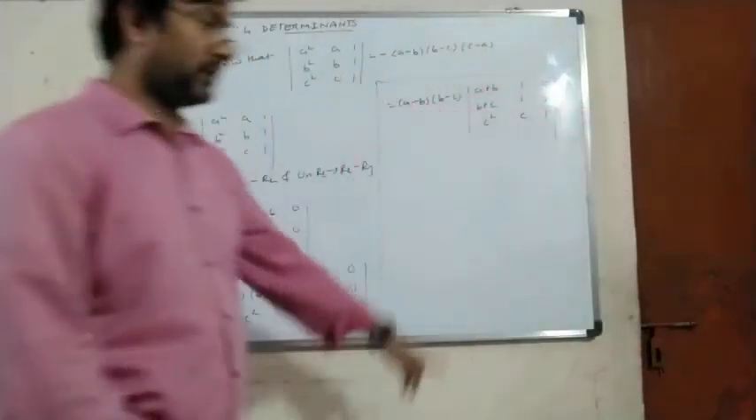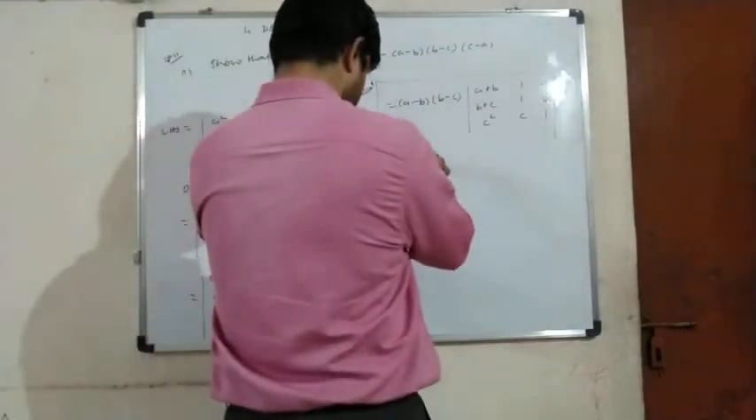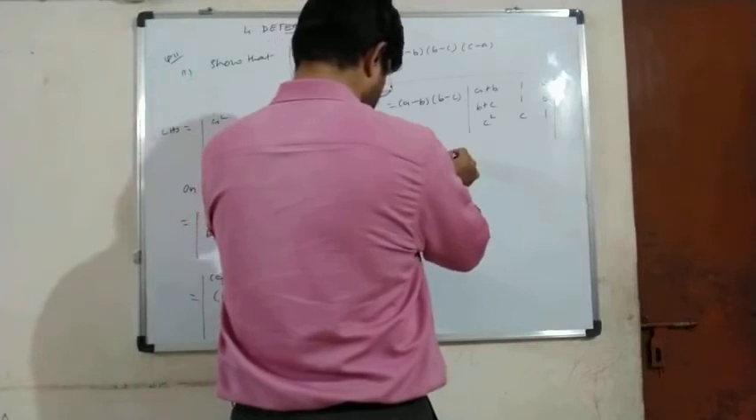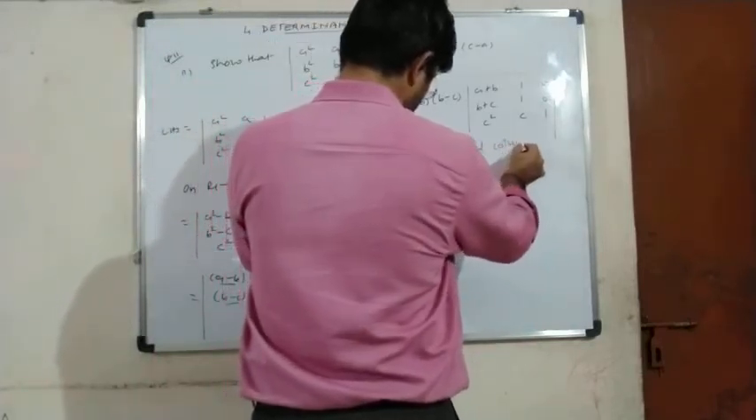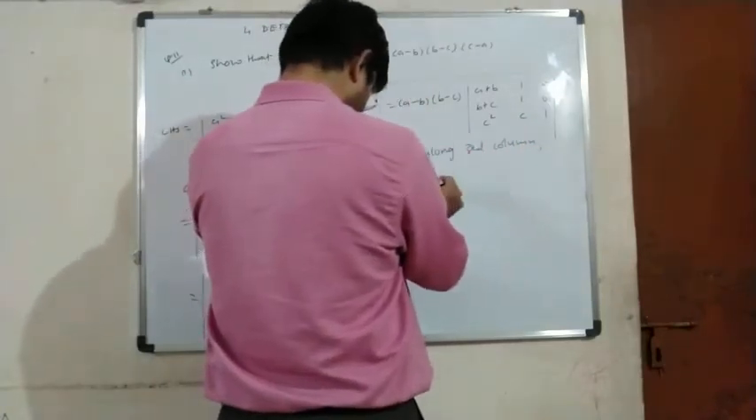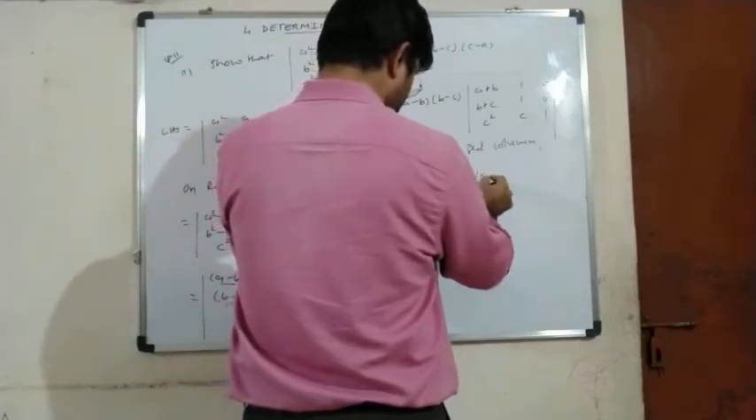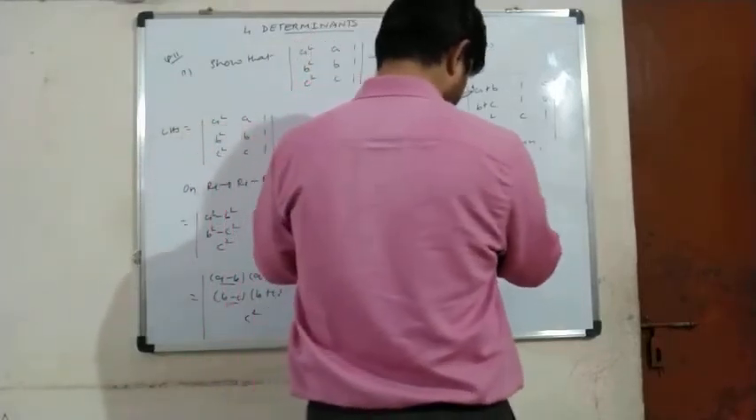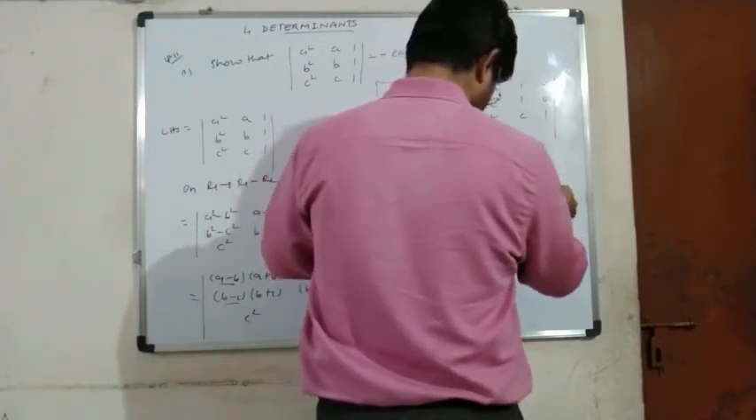Okay, now we can expand along the third column. Yes or no? So expanding along the third column. Okay, so a minus b, b minus c into 1 into the determinant will be a plus b, b plus c, 1, 1.